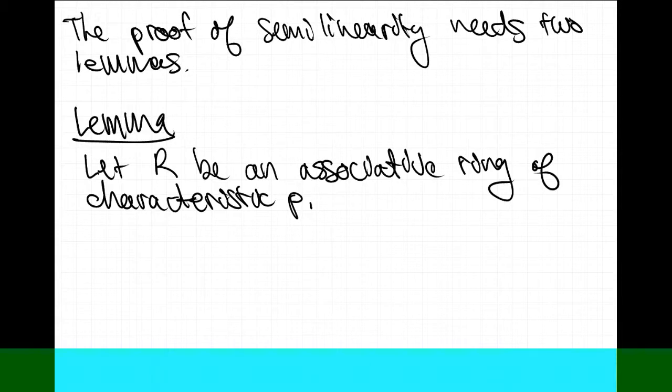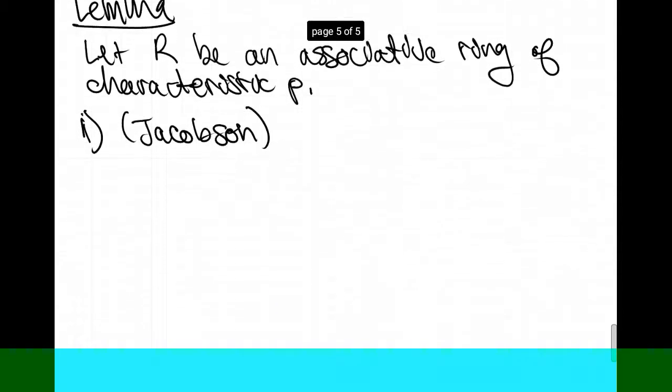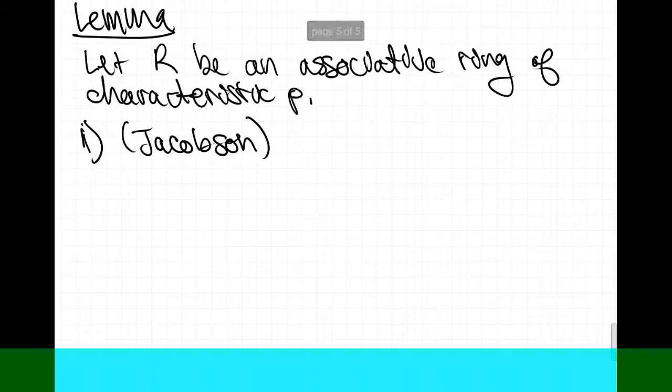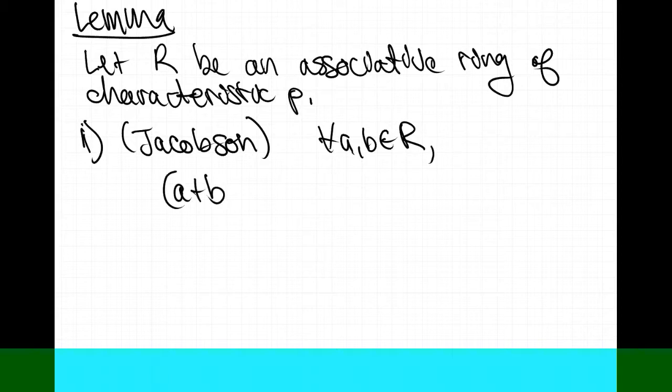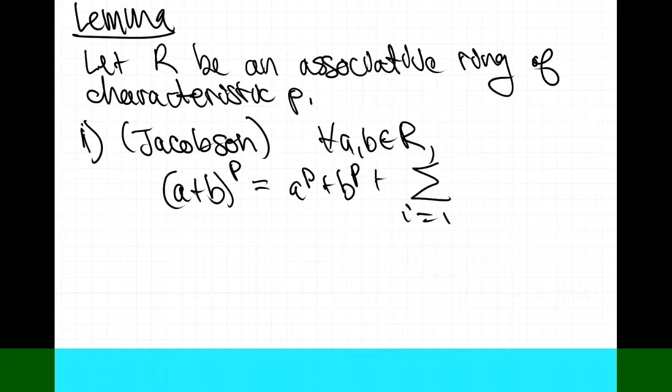And then there's the following things. So the first thing that I need is this Jacobson formula. It says the following: for every A, B in R, (A plus B) to the P is equal to A to the P plus B to the P plus some stuff over here.